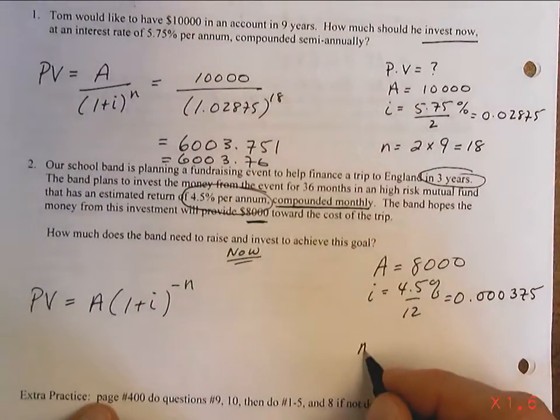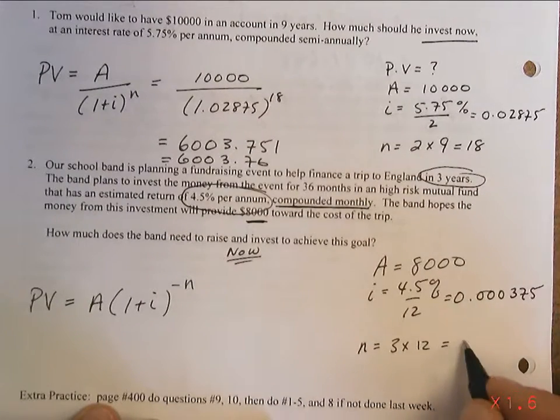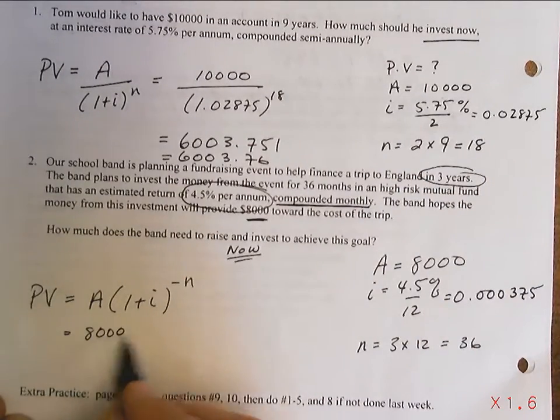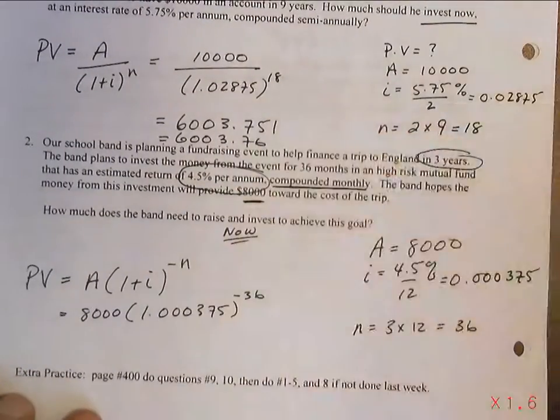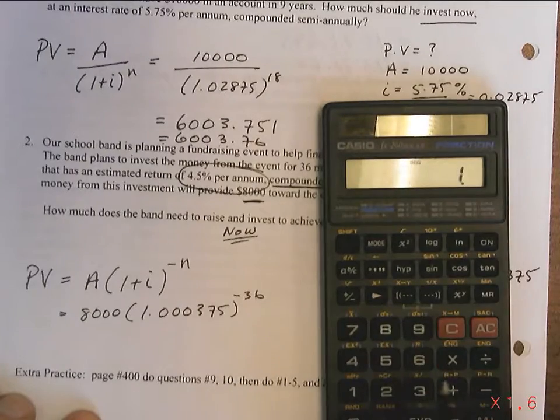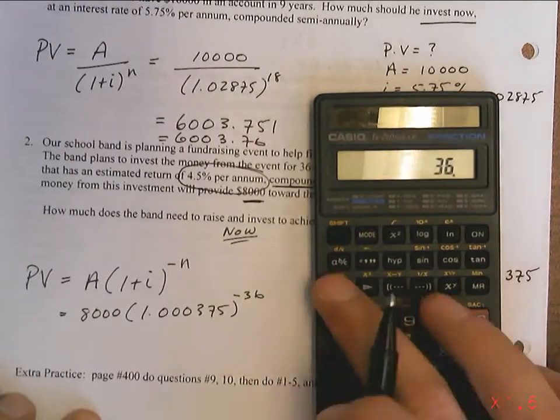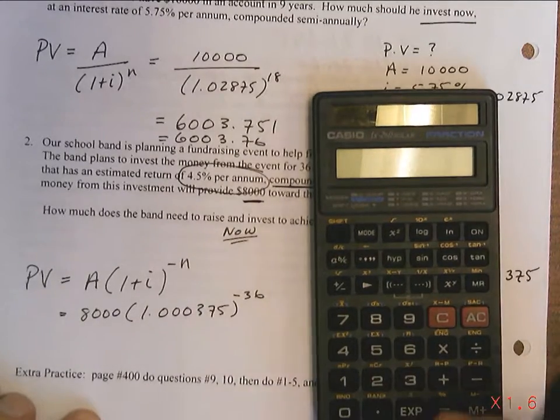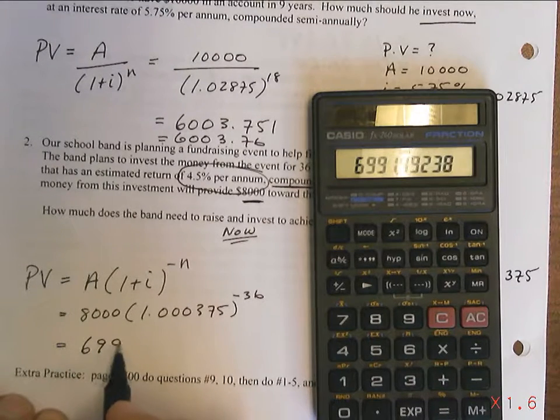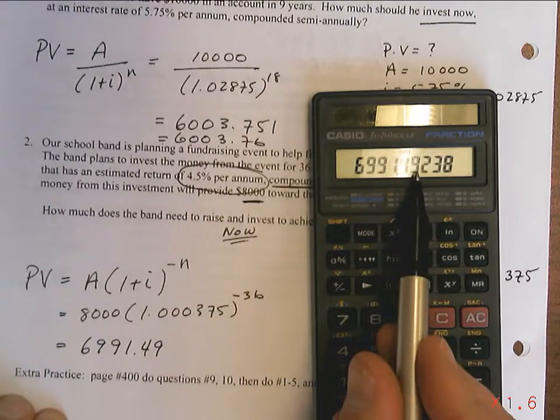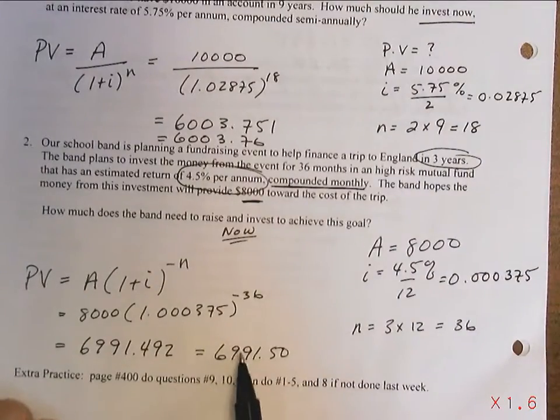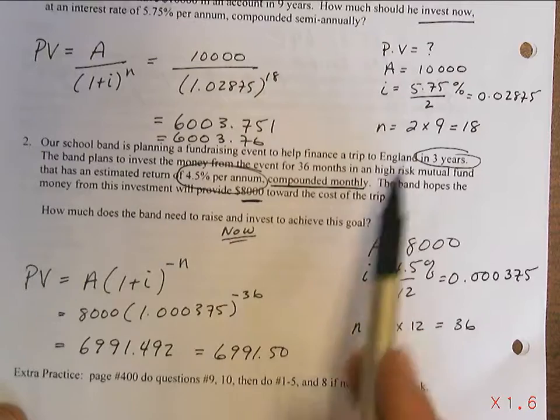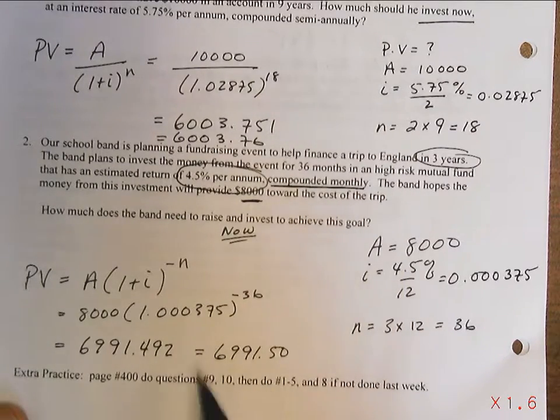Okay, next, n. n is 3 years times 12 times a year, so that's 36. So it's 8,000 times 1.000375 to the negative 36. 1.000375 to the exponent 36, negative, equals, times 8,000 equals, they need to invest $6,991.49 and a little bit. So it really should be $6,991.50. They invest that now, and if they get this interest rate, and if they leave it in for 3 years, and if it's compounded monthly, they will change the $6,991.50 into $8,000.